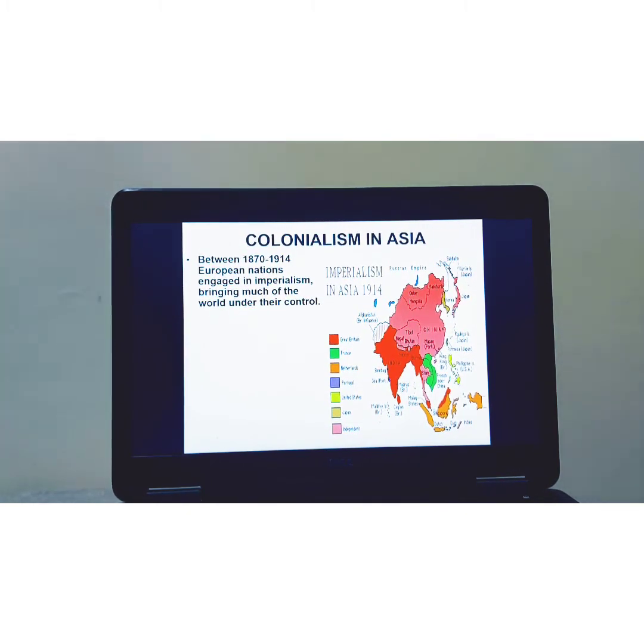Between 1817 and 1914, European nations engaged in imperialism, which in Urdu we call badshahat, bringing much of the world under their control. Imperialism is the domination by one country of the political, economic and cultural life of another country or region.